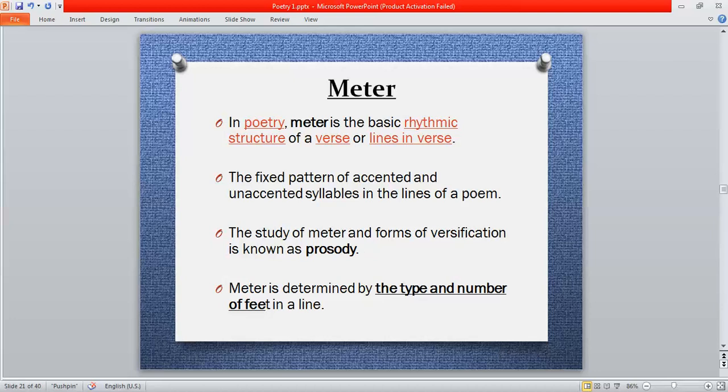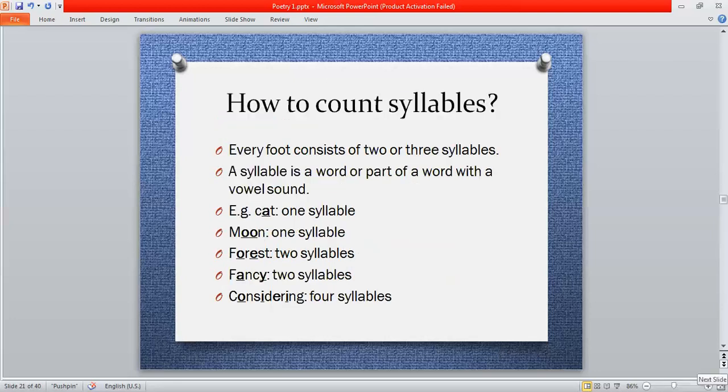So let's forget about these strange definitions and let's start our lesson in a practical manner in order to know how to recognize the kind of meter. Let's start by recognizing what is meant by the syllable. The syllable, اللي هو المقطع.